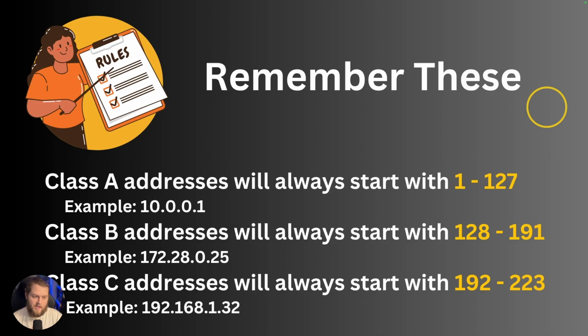Just know that Class A addresses always start with anywhere between a 1 and 127. An example of this would be 10.0.0.1, and you can see here that the 10 falls between the 1 and the 127.